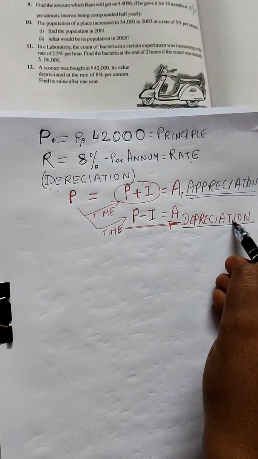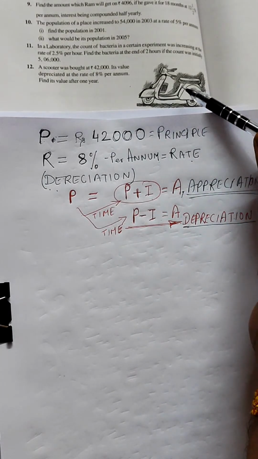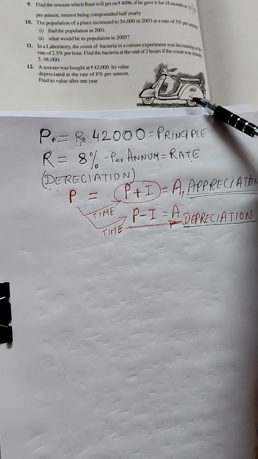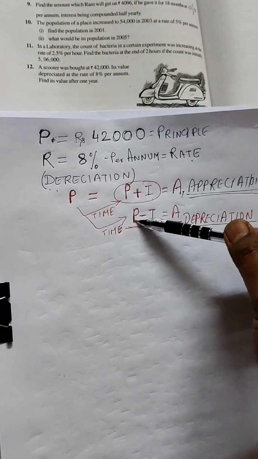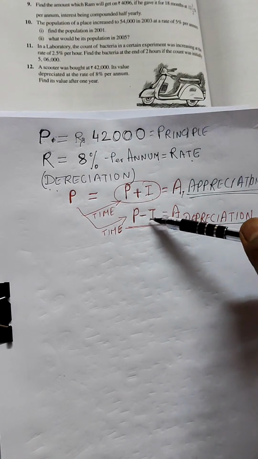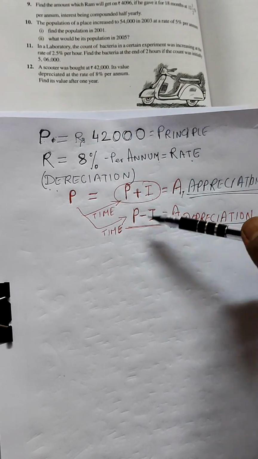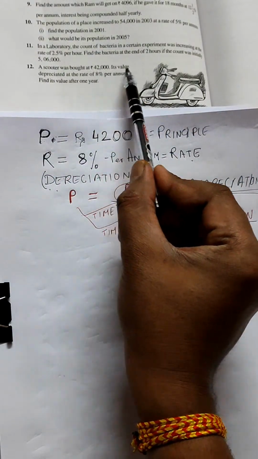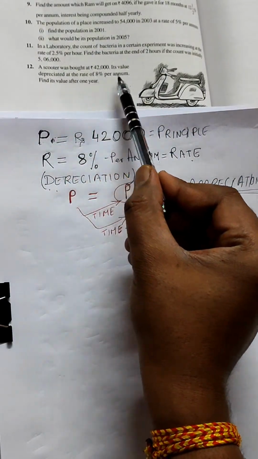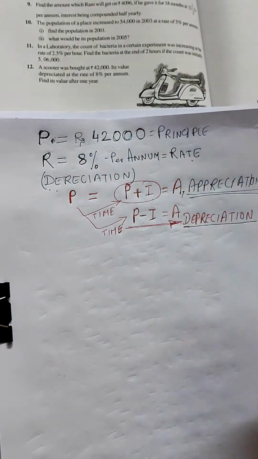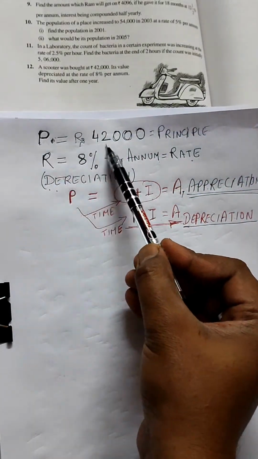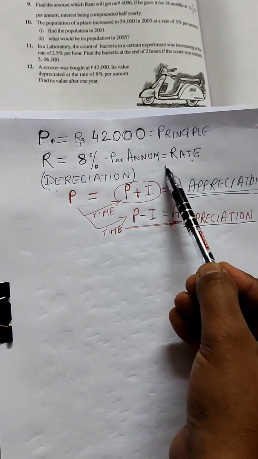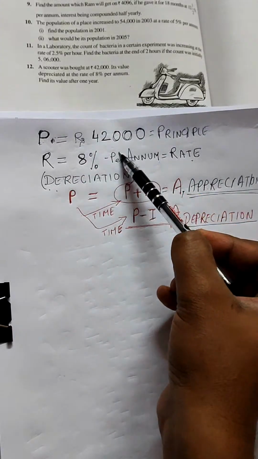Here the scooter is purchased, so there will be a rate of interest which will be depreciated from the principal. So that will be subtracted. A scooter was bought at rupees 42,000. Its value depreciated at the rate of 8% per annum. This is the data given in the question. So the principal is rupees 42,000, which I have written over here, and the rate is 8% per annum, which is your depreciation rate.